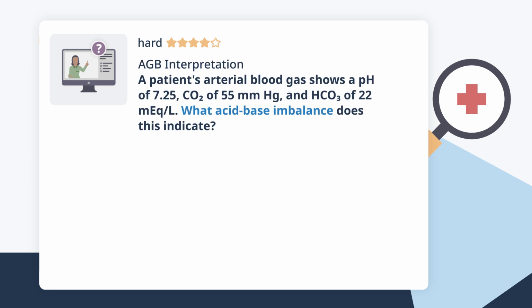A patient's arterial blood gas shows a pH of 7.25, CO2 of 55 millimeters of mercury, and HCO3 of 22 milliequivalents per liter. What acid-base imbalance does this indicate?